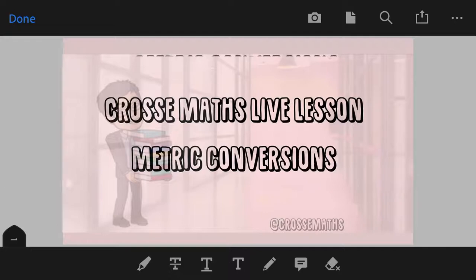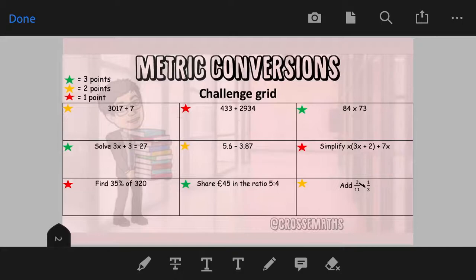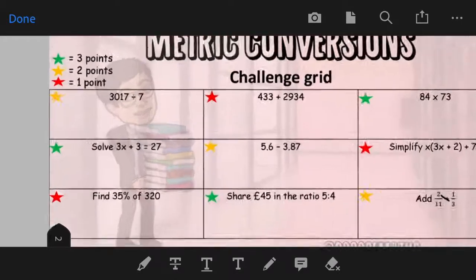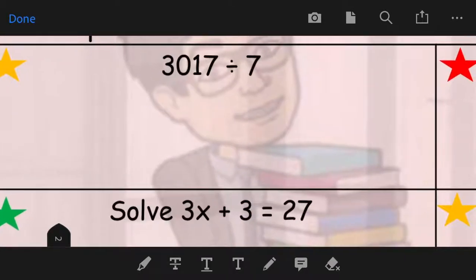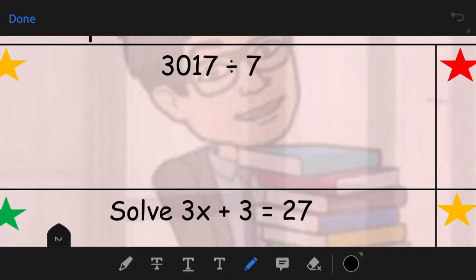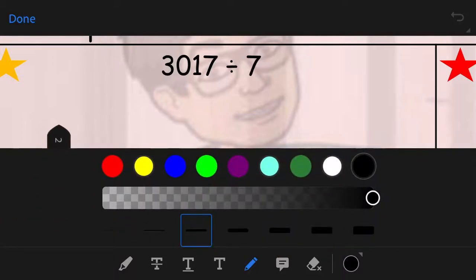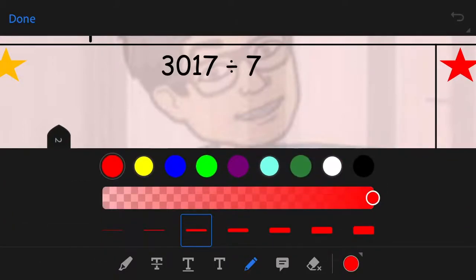Okay, we're going to be doing it a little bit differently today. So what I'd like you to do, we're doing metric conversions. Can you pause the video now and have a go at the grid, please? Okay, I'm assuming you're all done. So hopefully you'll have taken your time with that. The whole point is you take your own time. Okay, I'm going to be going through each of these.